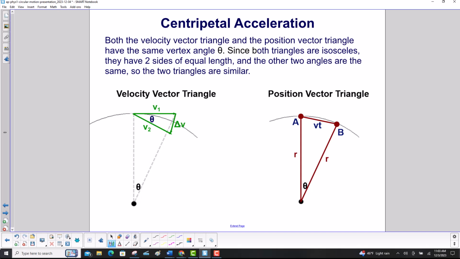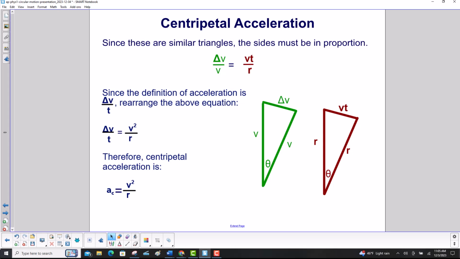So we now have two triangles, the velocity vector triangle and a position vector triangle. Since they both have the same vertex angle theta, and both triangles are isosceles, they have two sides of equal length, and the other two angles are the same. So the two triangles are similar. Little geometry going on there. Since we have similar triangles, the sides must be in proportion. Please check that out with your math teacher. So we have delta v over v equals vt over r.